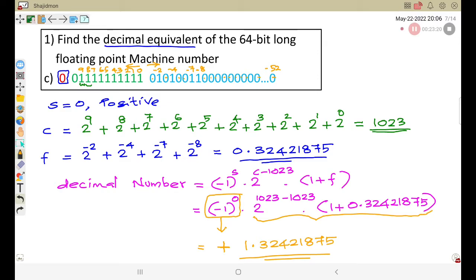This is the decimal number representing that 64-bit machine number. Okay, I hope this idea is clear. So from binary number to machine number to decimal number conversion, we did these 3 questions. Now we will go to some other questions.